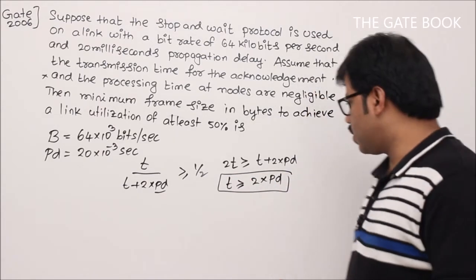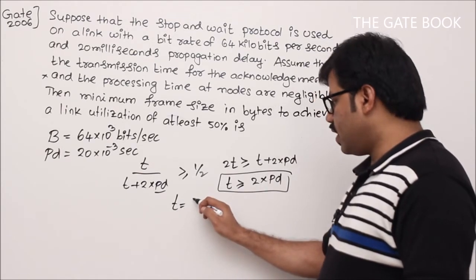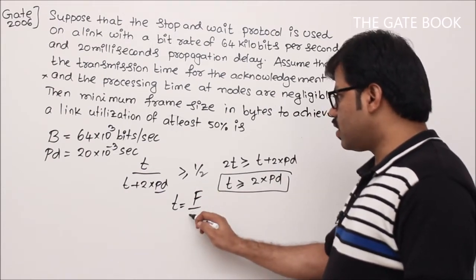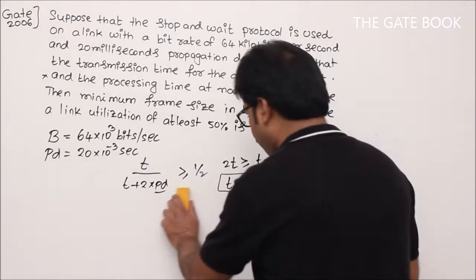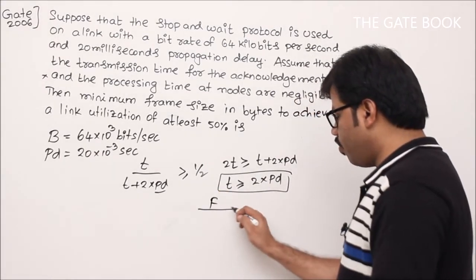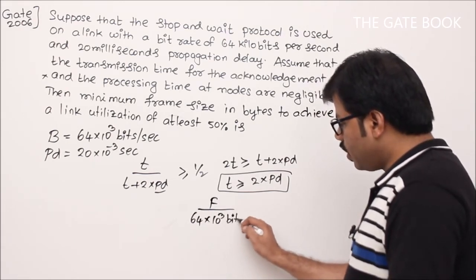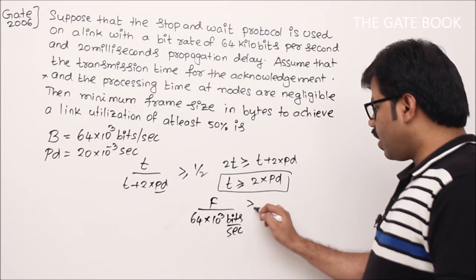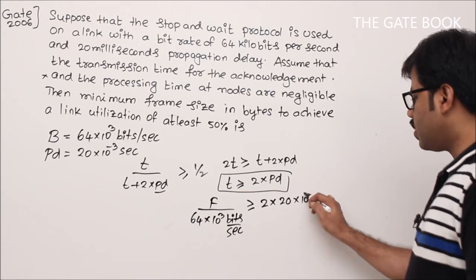Now we have to substitute the values. So what is transmission time formula? Transmission time is actually nothing but message size or frame size, let's call frame size F, by bandwidth. What is bandwidth? 64 into 10 cube bits per second. Let's substitute here in the formula directly. So T equal to frame size, which is nothing but unknown, we have to calculate that, F by 64 into 10 cube bits per second. Okay, so let's keep those parameters as they are. Should be greater than or equal to 2 into propagation delay. What is propagation delay? 20 into 10 power minus 3 seconds.